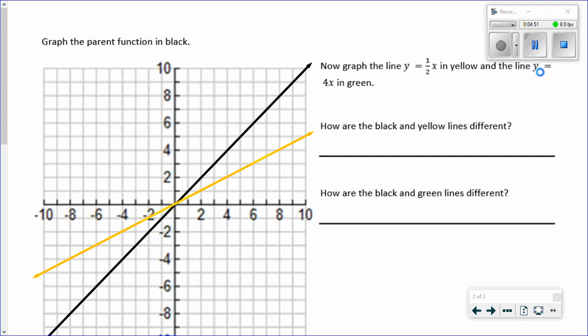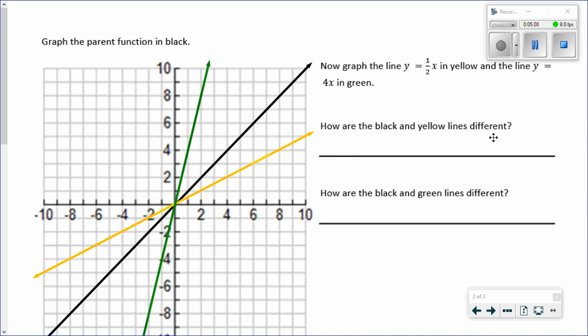In green, I'm going to do y equals 4x, and so that means my slope is now 4, my y-intercept is still 0, so I start at 0, I go up 4 over 1, to create my green line. Well, now I can answer these questions.